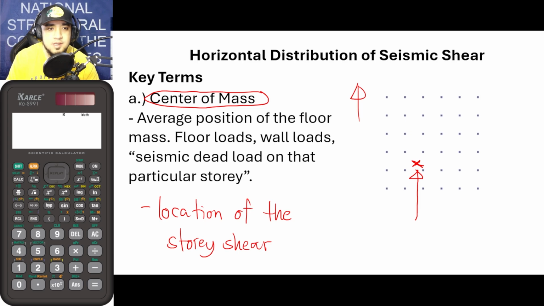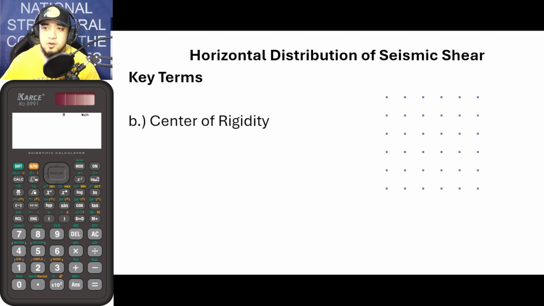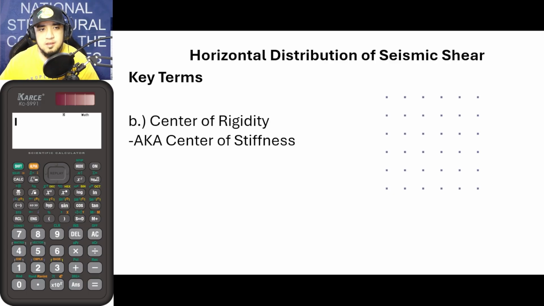Okay? So next up, we would now be discussing the center of rigidity. And when we say center of rigidity, this is also known as, aka, center of stiffness. Okay? So when we say center of rigidity, that is basically the center of stiffness. And as for the stiffness itself, we would be discussing that first before going back to center of rigidity.